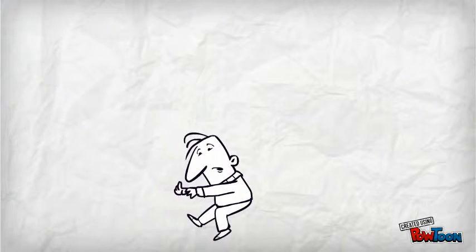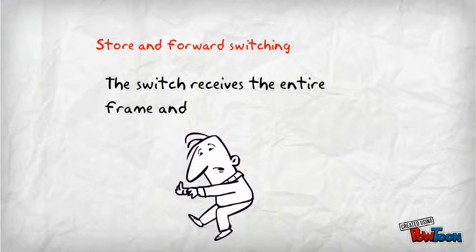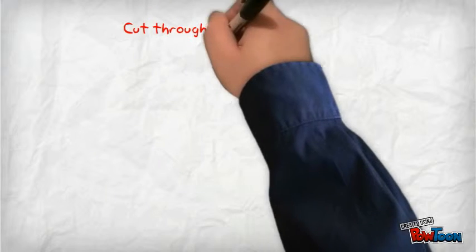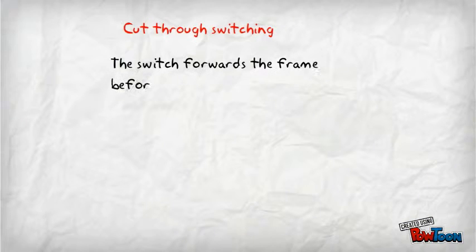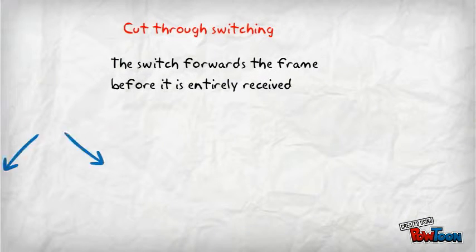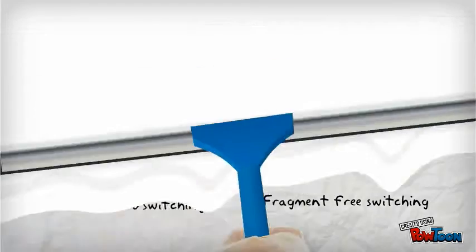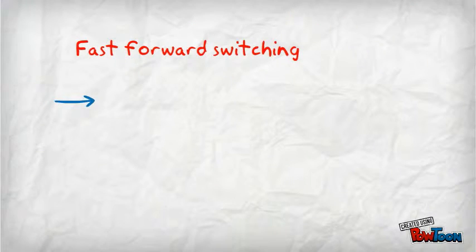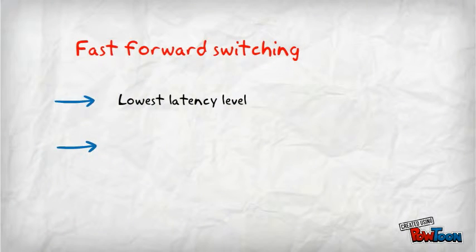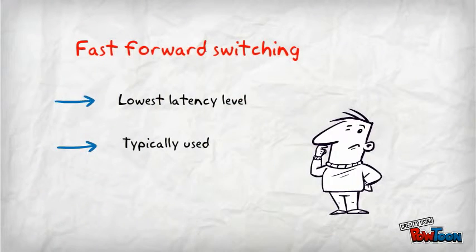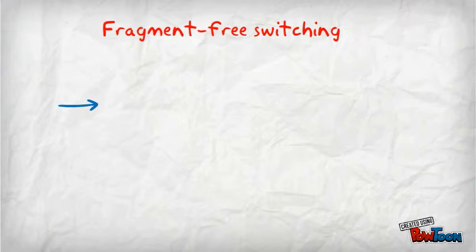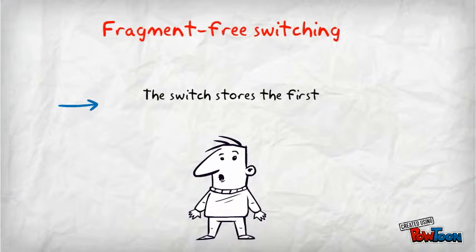In store and forward switching, when the switch receives the frame, it stores the data in buffers until the complete frame has been received. In cut-through, the switch acts upon the data as soon as it is received, even if the transmission is not complete. Cut-through switching has the lowest level of latency and is the most typically used. Fragment-free switching stores the first 64 bytes of the frame for forwarding.